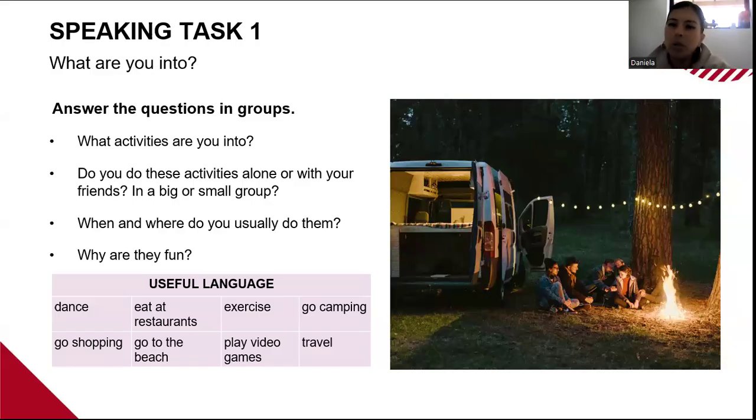So useful language that you can use when you want to talk about what you're into, what you're not into: dance, go shopping, eat at restaurants, exercise, play video games, travel, go camping, go to the beach. You can add exercise, traveling, those kinds of things. So you can share with someone what you're doing these days or what you're into these days.